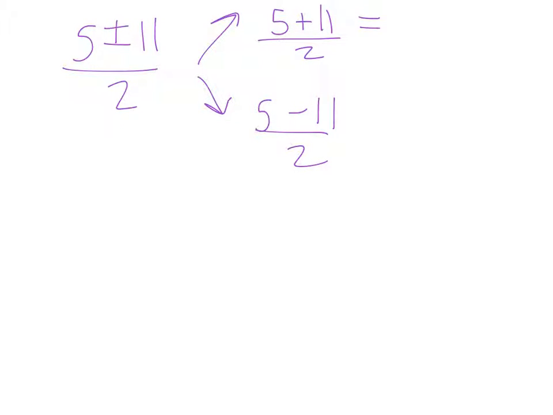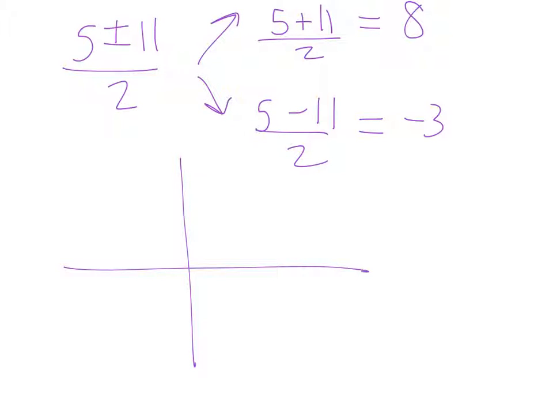So on top I get 16 divided by 2 is 8. And on the bottom, 5 minus 11, negative 6. Negative 6 divided by 2 is negative 3. Think about why there would be two answers. Think about what we were really looking for at the beginning.